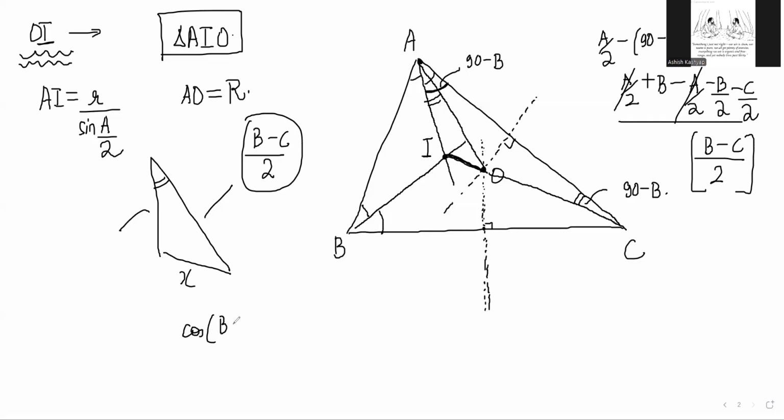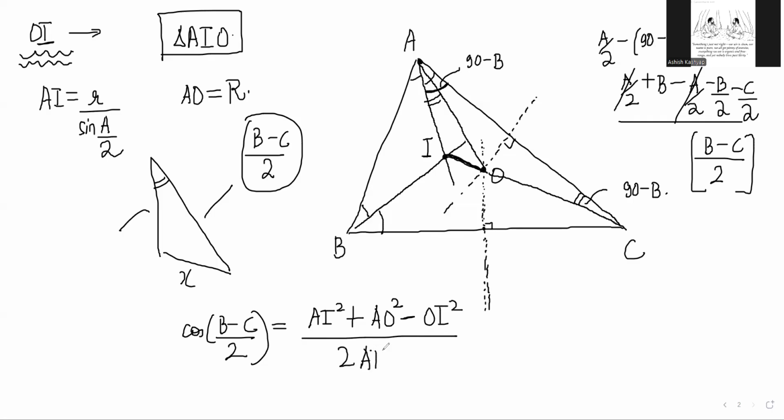If you do cos of (B minus C) by 2 is equal to (AI square plus AO square minus OI square) by 2 AI times AO, you will be able to solve for OI square. After a lot of simplification, you can prove that OI square is equal to R square minus 2Rr.